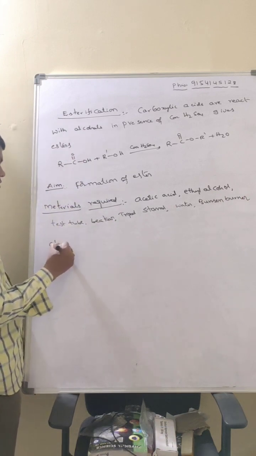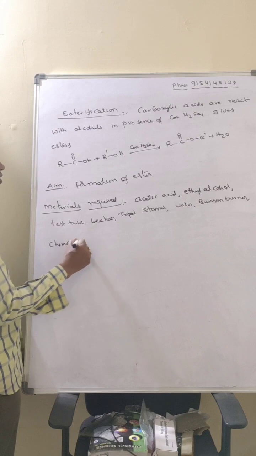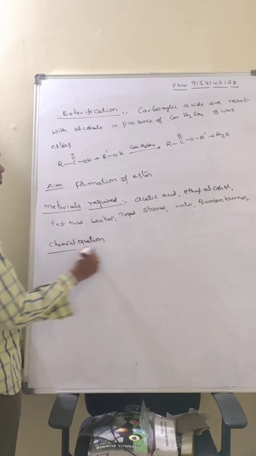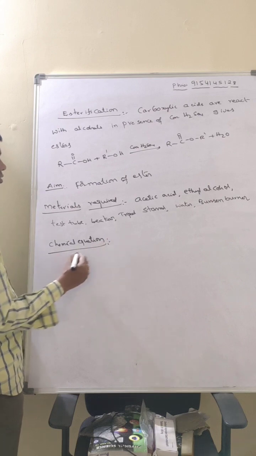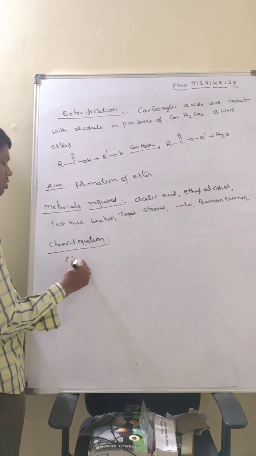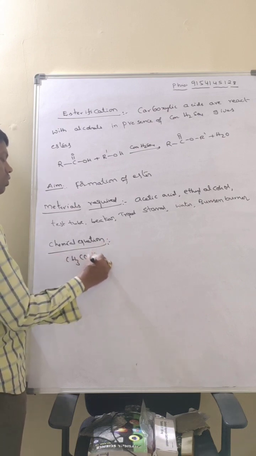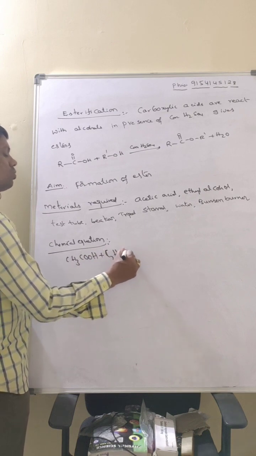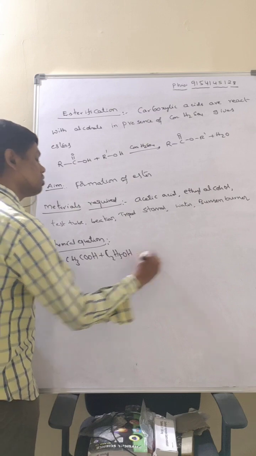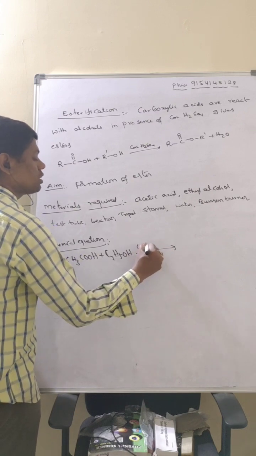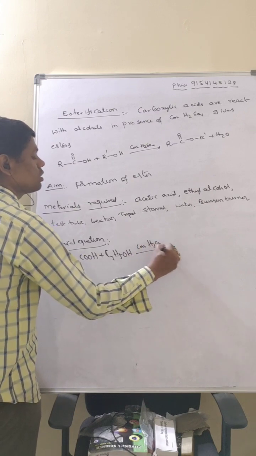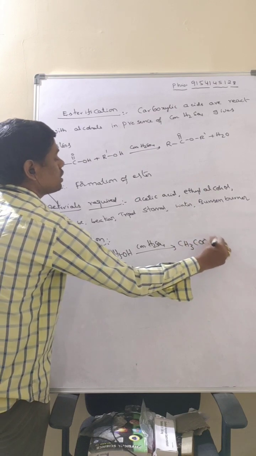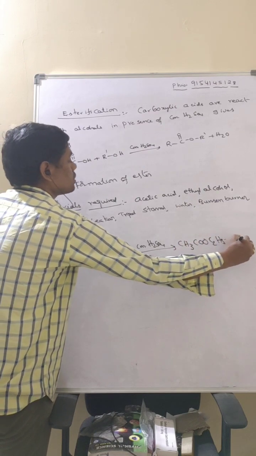Chemical equation: CH3COOH plus C2H5OH, in presence of concentrated H2SO4, gives CH3COOC2H5 plus H2O.